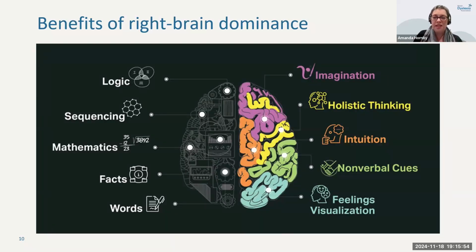This includes the ability to recognize patterns and shapes with spatial relationships. Very good in fields like architecture, engineering, sports even as well. Very good at holistic thinking. Those right brain people tend to see that bigger picture and understand how different parts fit together. Very advantageous in strategic planning and complex problem solving as well.